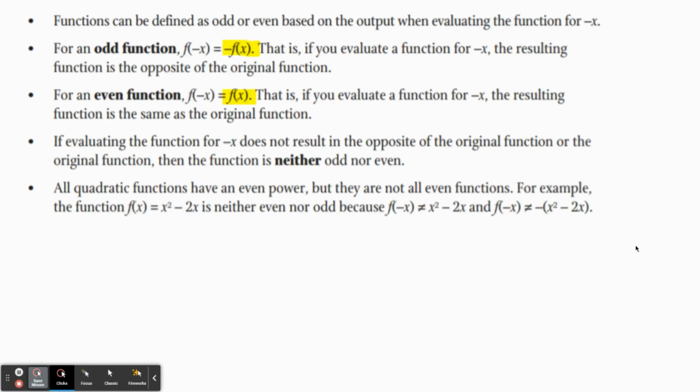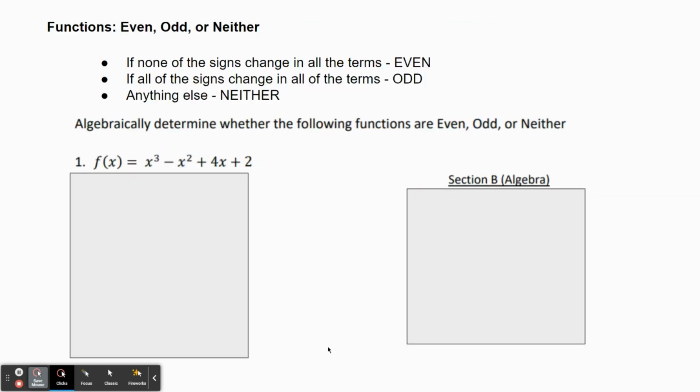The last thing I want to talk about is even, odd, or neither functions. Ask yourself, are all the terms getting a sign change? In other words, if you were to plug negative 1 in for x, and if every single sign changes, you have an odd function. If none of the signs change, you have an even function. Now, if there's any other combination, like some of them changed and some of them didn't, then it's neither.